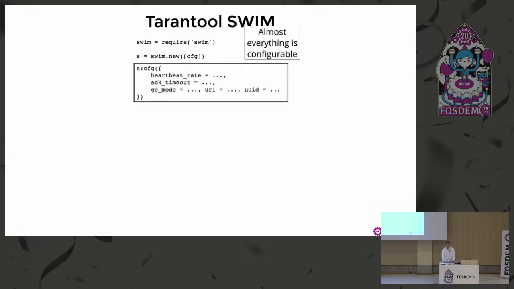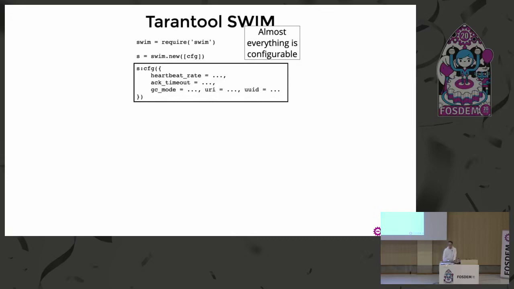After creation, you can configure it. Almost anything I said about SWIM can be configured, starting from the heartbeat rate. It's how often this node should send pings to random neighbors. Again, I should say it's not purely random, because we send pings only to nodes which for the longest time weren't sent a ping message, to achieve some fairness. Ack timeout is when a ping message is considered unacknowledged.